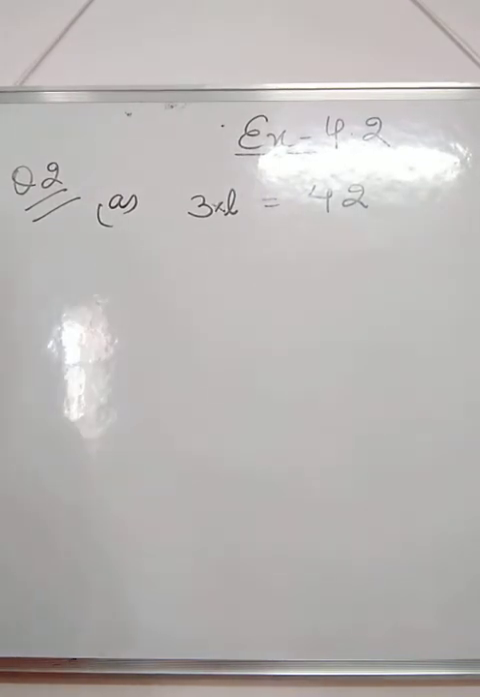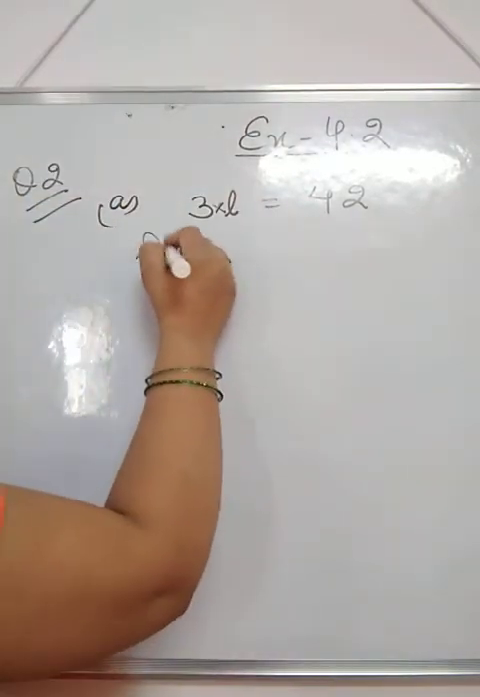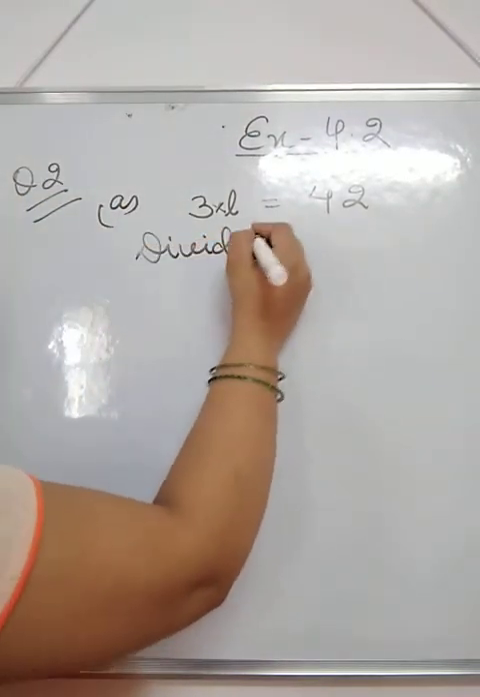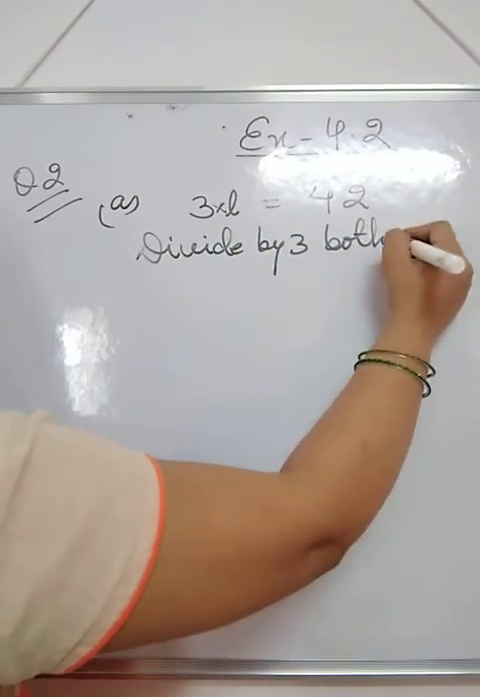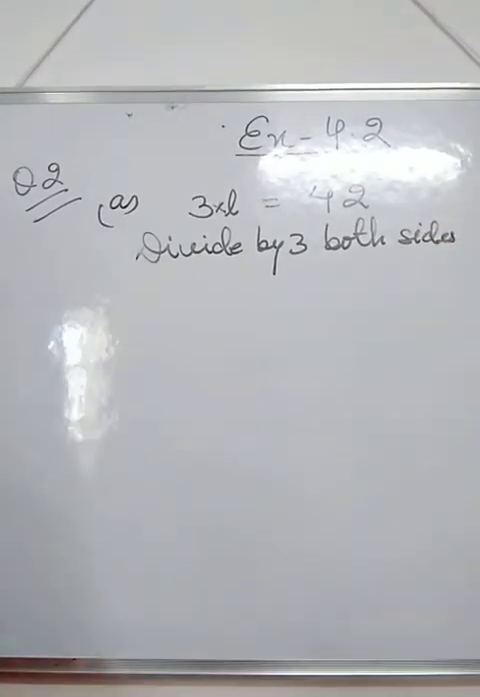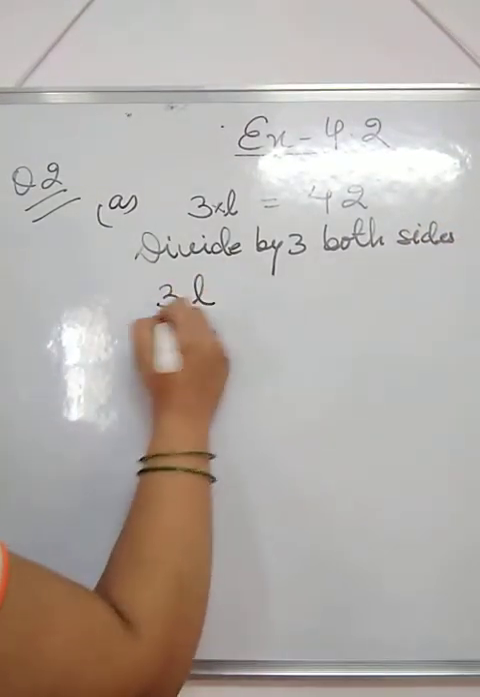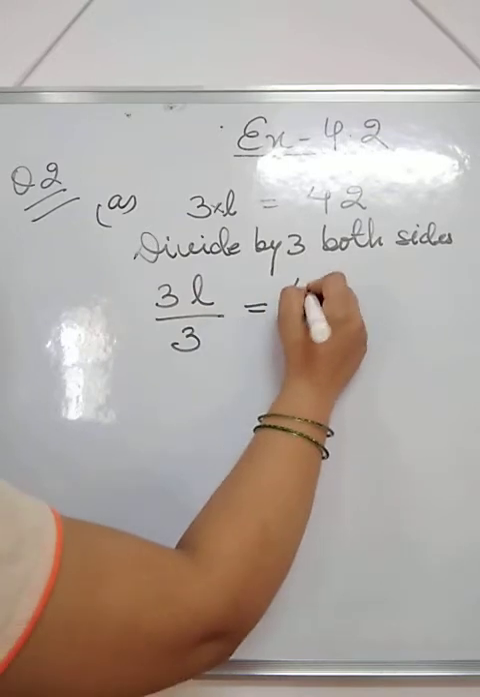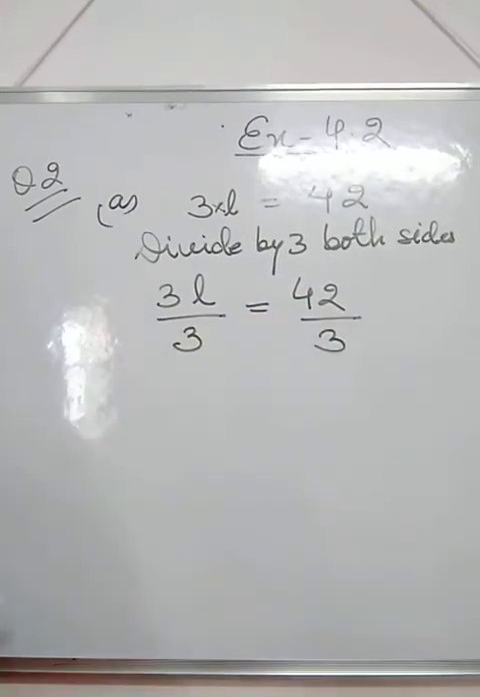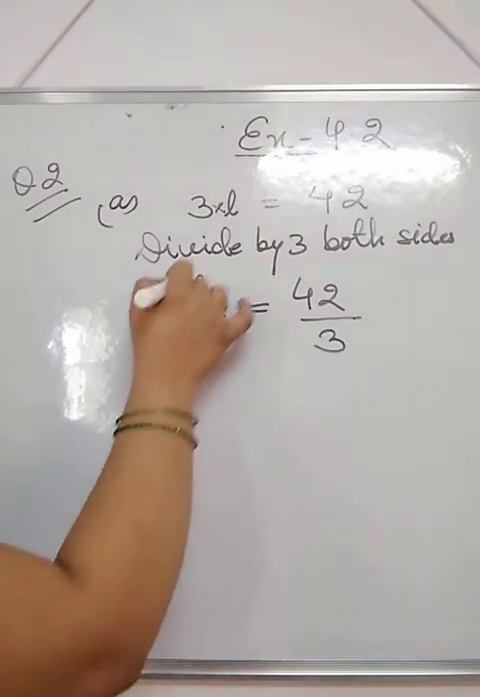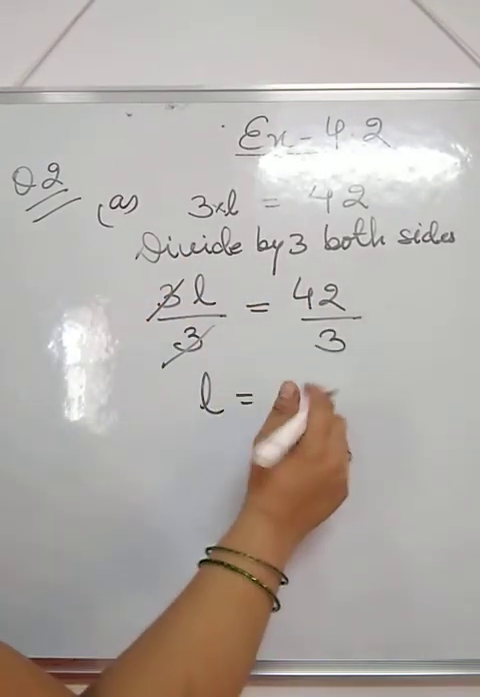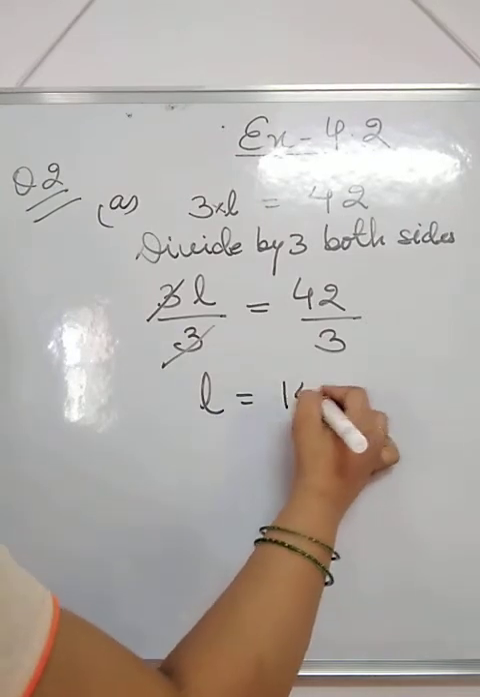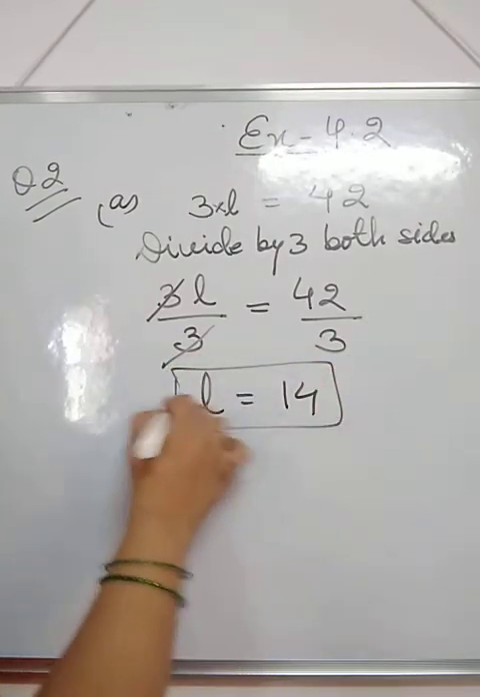So if 3 is given in multiplication with the variable, we have to divide by 3 both sides. Okay. Now 3L divided by 3 and 42 divided by 3. Now this 3 is cancelled with this 3, and what is left here? L. Divide 42 by 3, then you will get 14. So the value of L is 14.